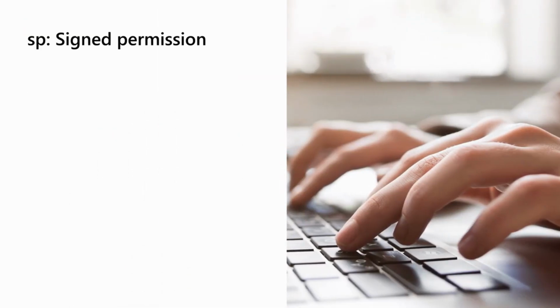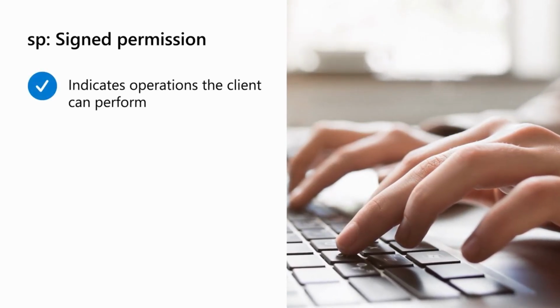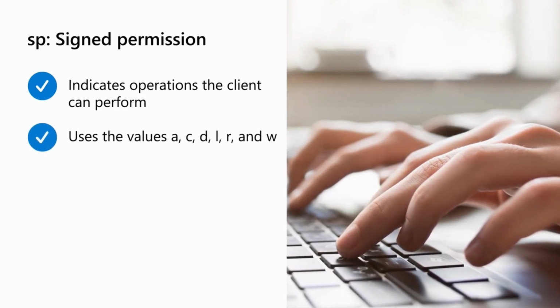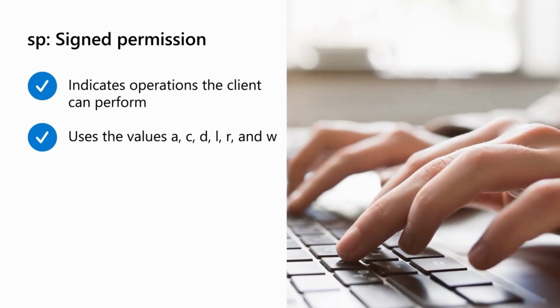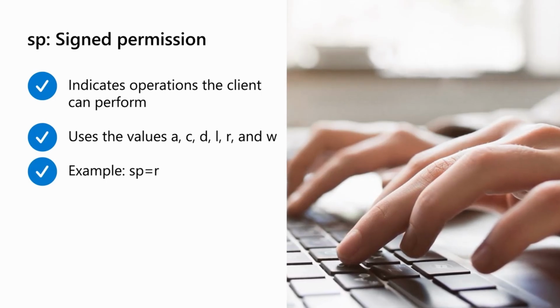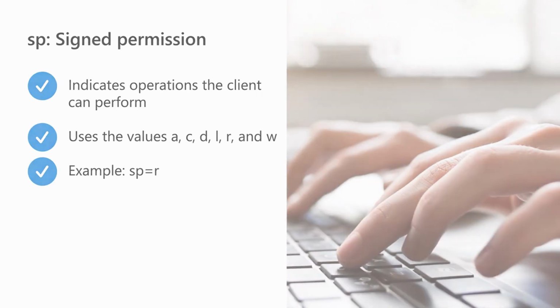The SP parameter, which represents signed permission, indicates operations the client can perform. You can use the value of A for add, C for create, D for delete, L for list, R for read, and W for write. For example, SP equals R grants read-only access. You can also combine the values.